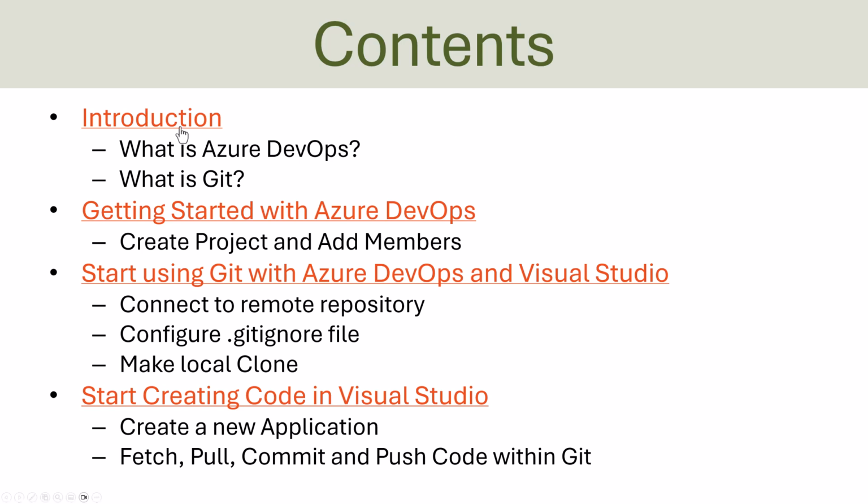First, a short introduction: what is actually Azure DevOps and what is Git. Then getting started with Azure DevOps, create a project and add some members. Then start using Git with Azure DevOps and Visual Studio. Then we will connect to this remote repository, the Git repository.